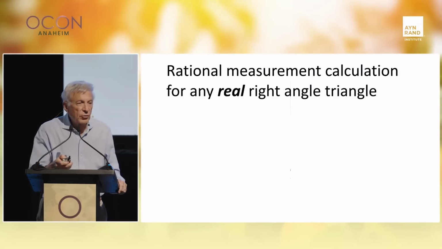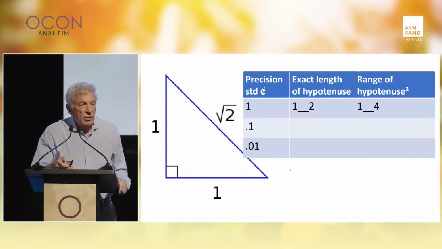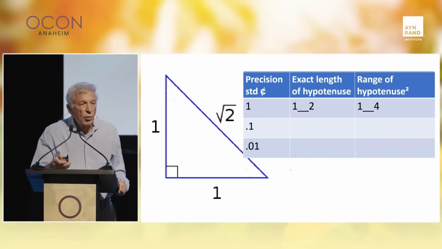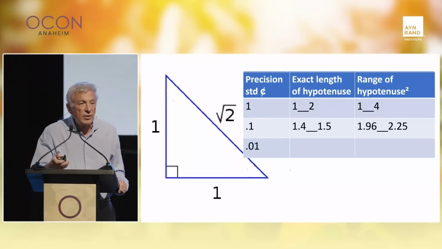Here's a rational measurement calculation for any real right-angled isosceles triangle. If you take your side as 1, the exact length of the hypotenuse is between 1 and 2, because 1 squared is 1 and 2 squared is 4, and the square of the square root of 2 is 2, and 2 is between 1 and 4. It's not very good. So take 1/10 as your minimum interval.